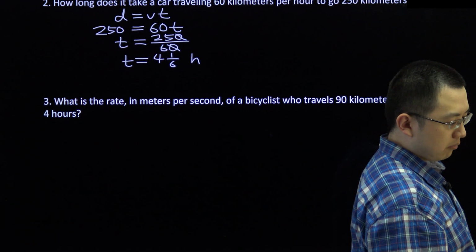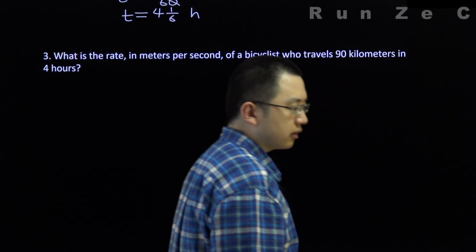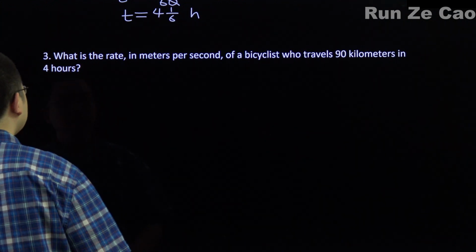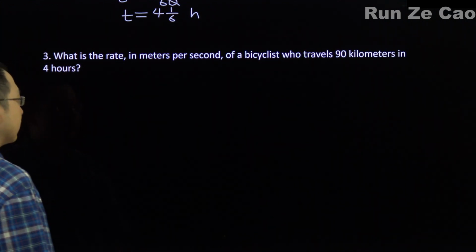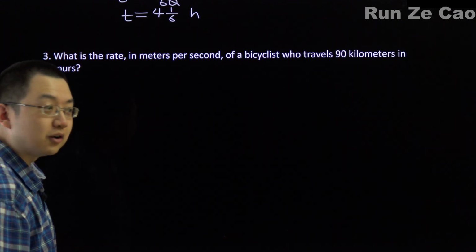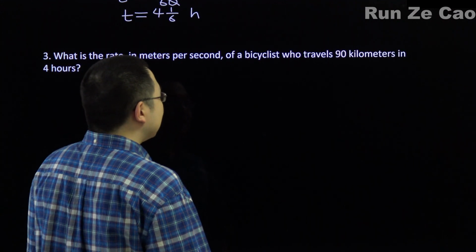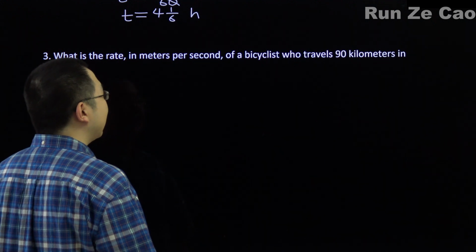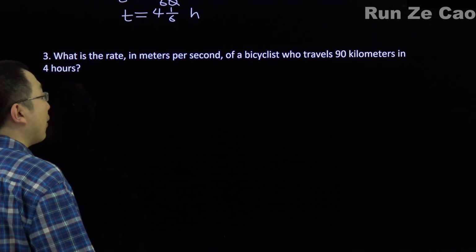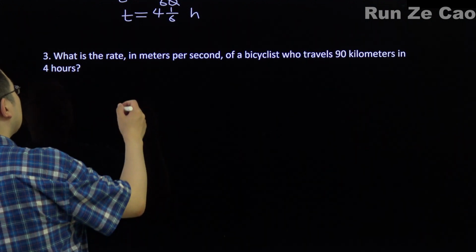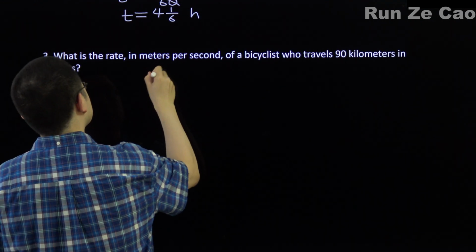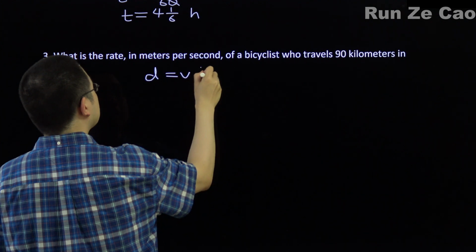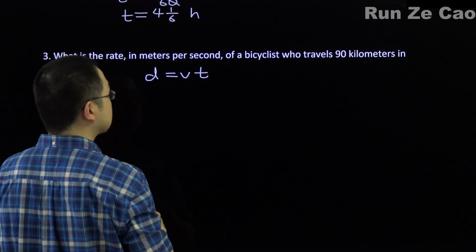What is the rate in meters per second of a cyclist? Apparently I have to specify that it's a bicycle. You can totally ride a tricycle though, or even a quadricycle. Who travels 90 kilometers in 4 hours. Rate in meters per second. Guys, we're going to need to do some conversions.